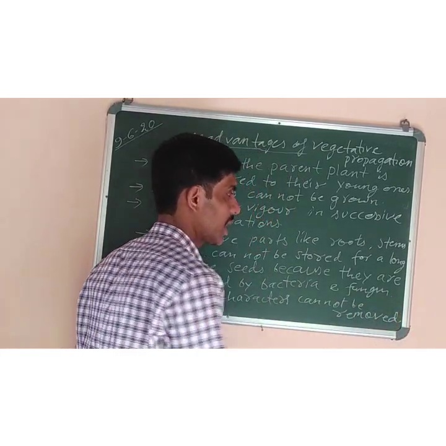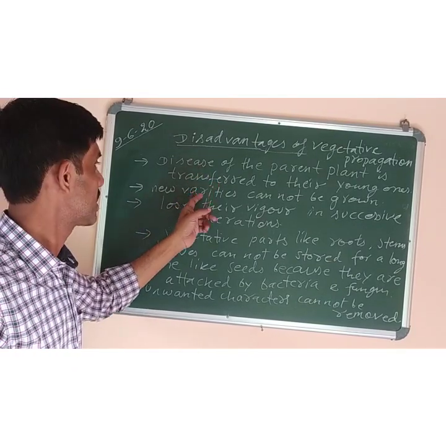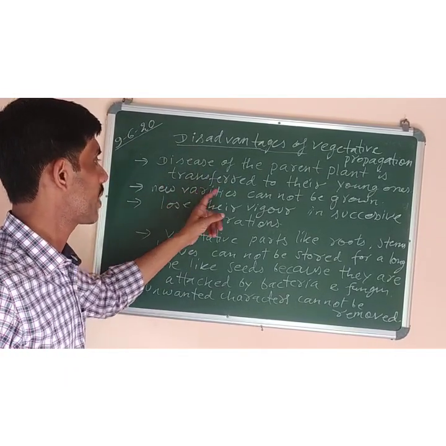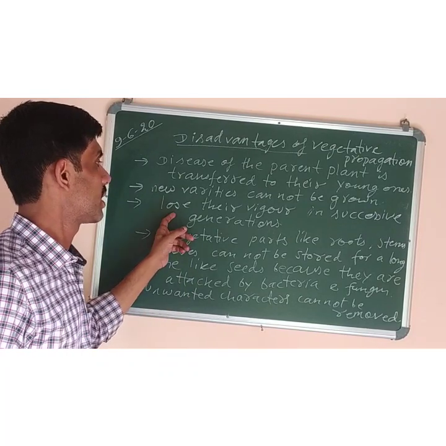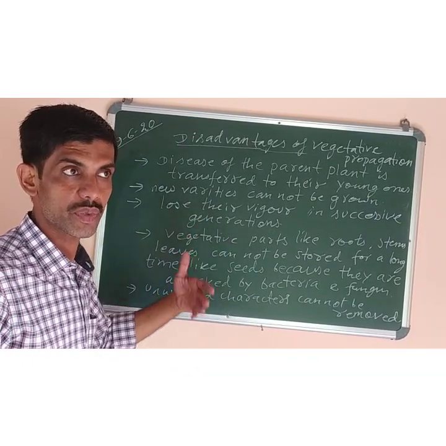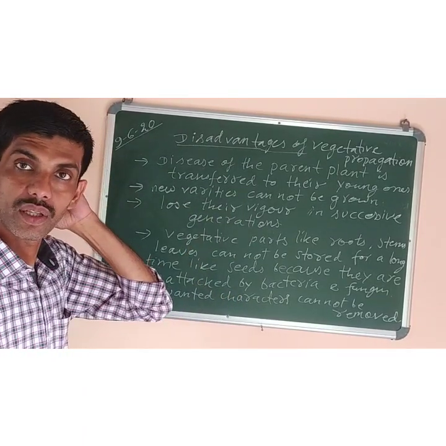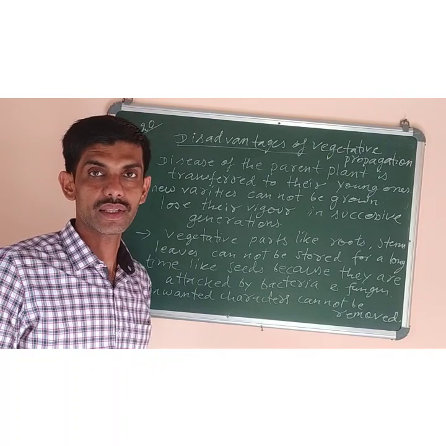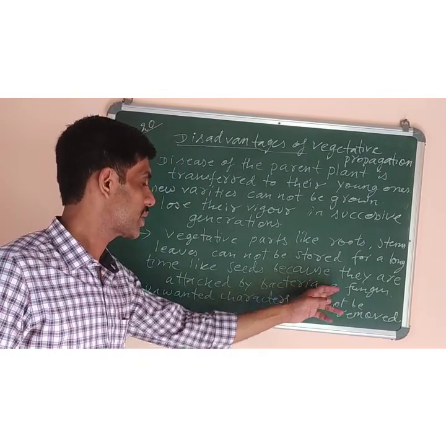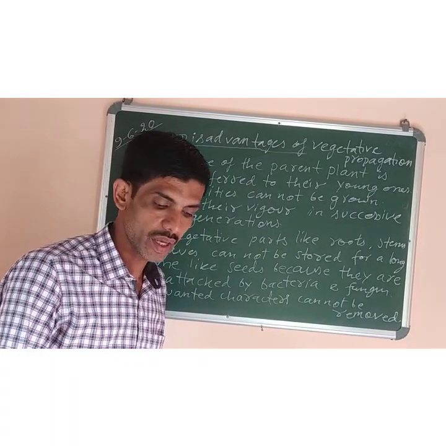Okay. So they are the disadvantages. Disease of the parent plant is transferred to their young ones. New varieties cannot be grown and they lose their vigor in successive generations due to continuous vegetative propagation. Vegetative parts like root systems, leaves cannot be stored for a long time like the seeds because they are attacked by bacteria and fungus. And the last one, unwanted characters cannot be removed.